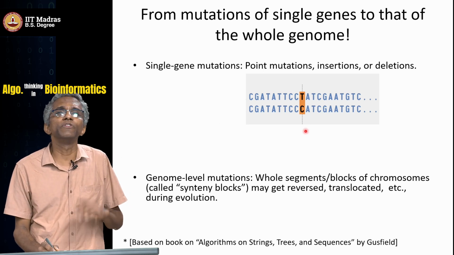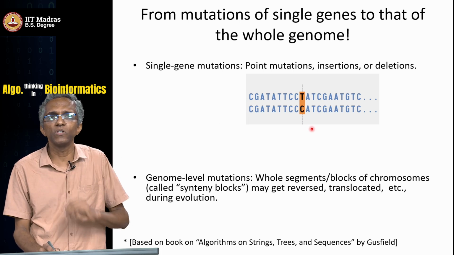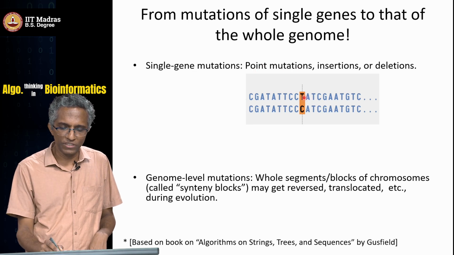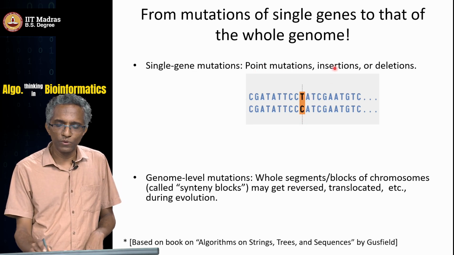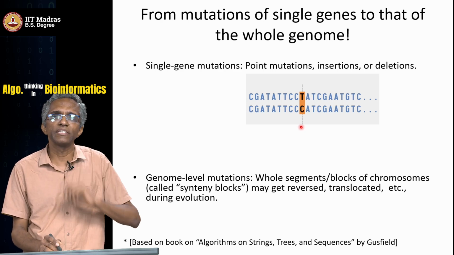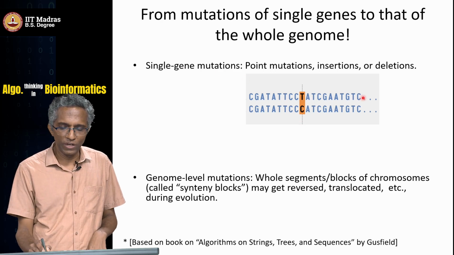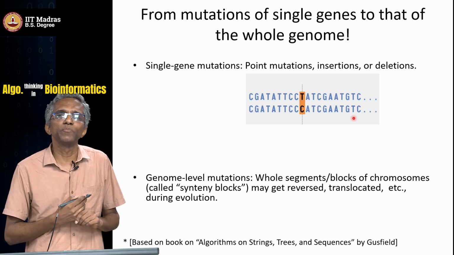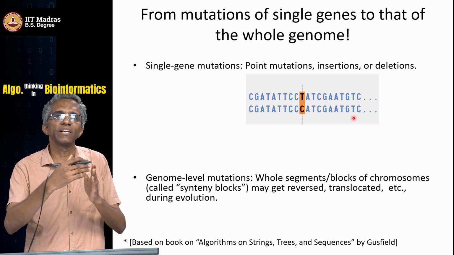Again, to drive home this point about single genes versus the whole genome. In single gene mutations, you could have point mutations like substitutions, here T has become a C, or you could have insertions or deletions of a single character or some groups of characters, which we have called gaps. So, in sequence alignment, you have these two sequences and you are trying to align them using some form of a dynamic programming algorithm. We called it a Manhattan problem.